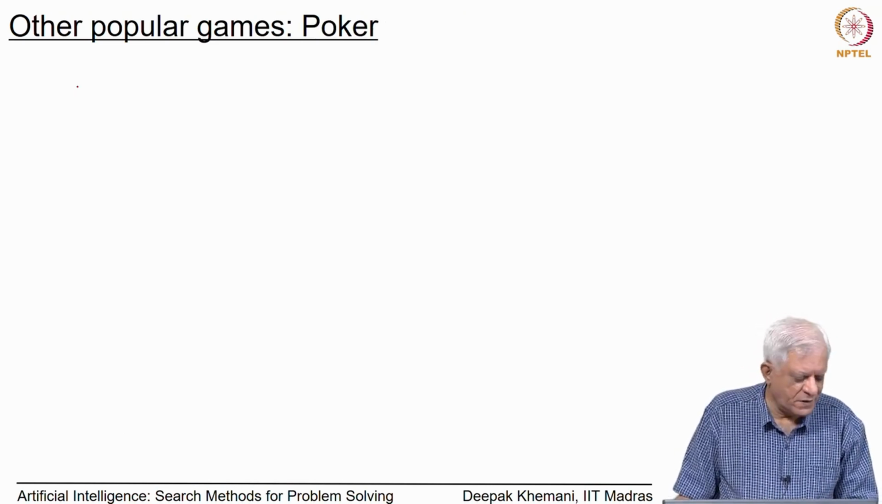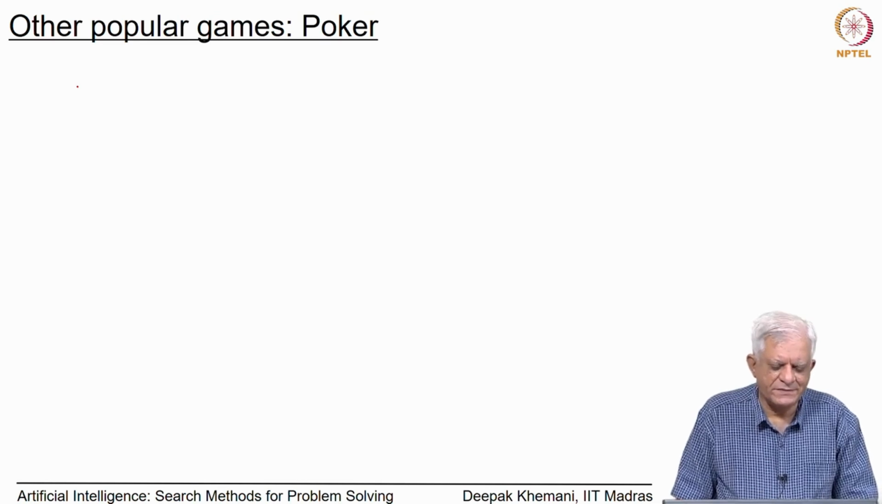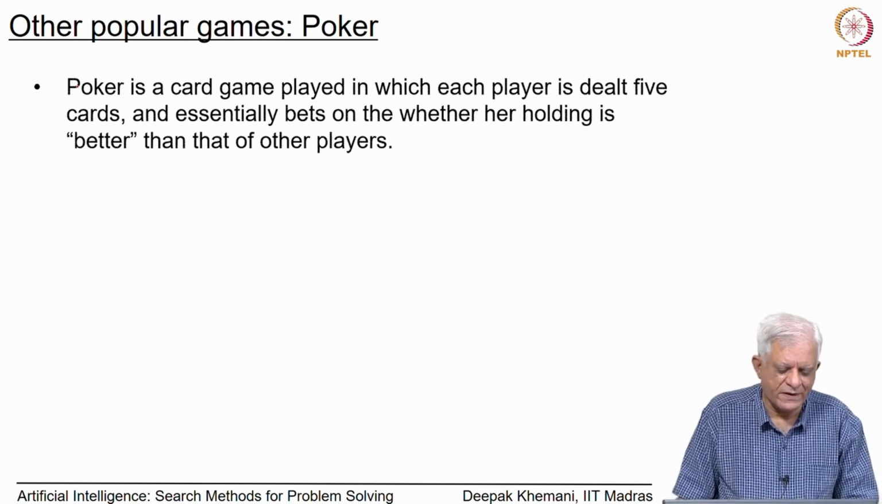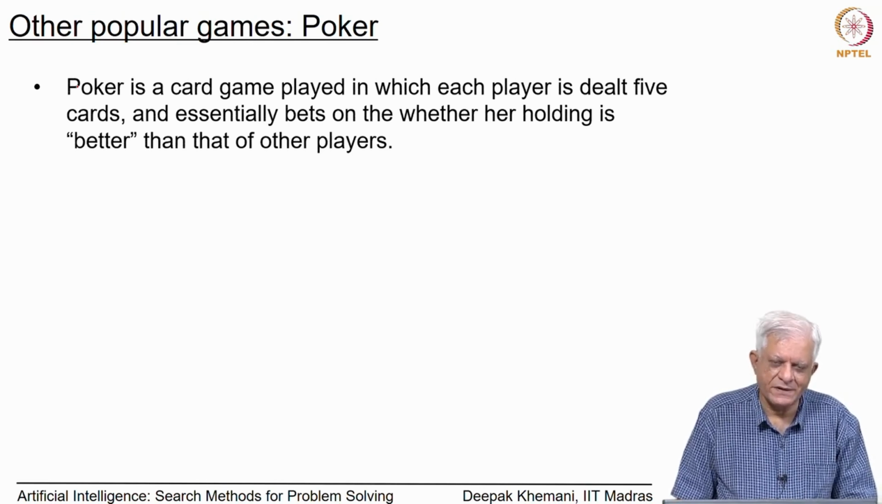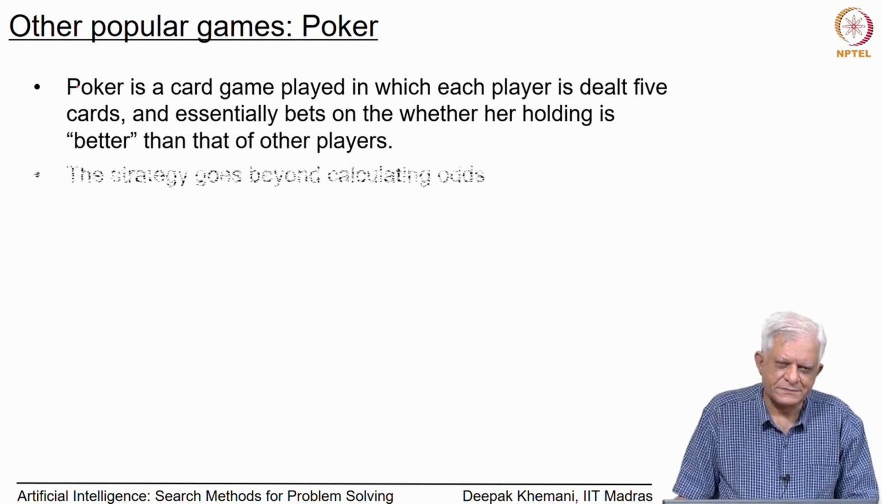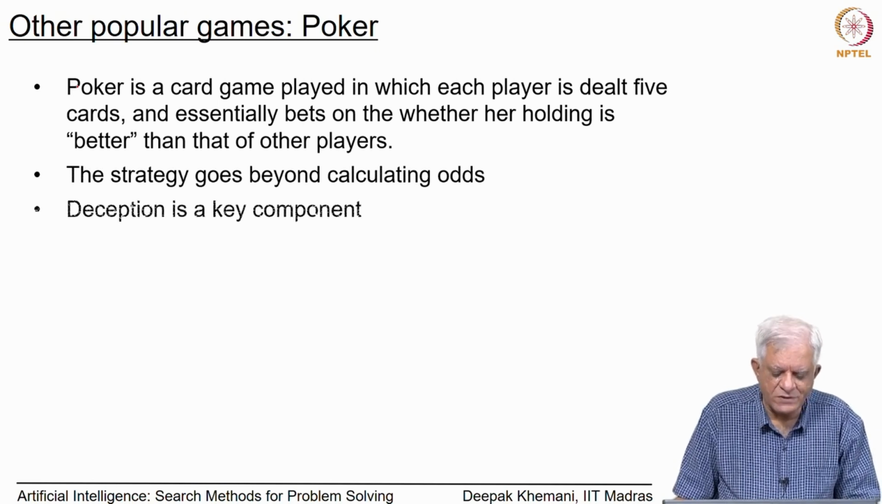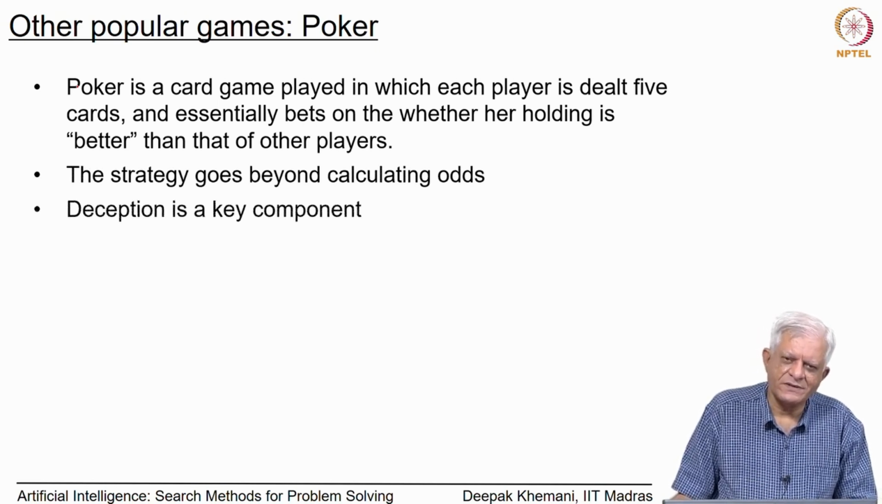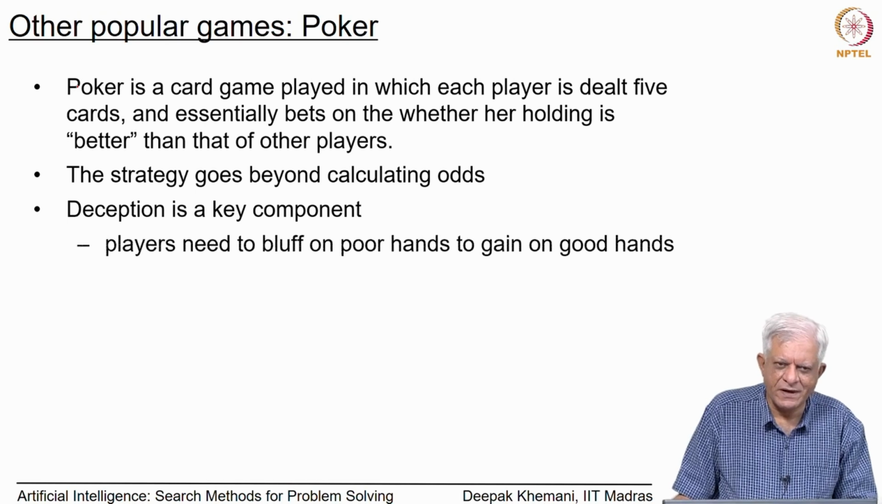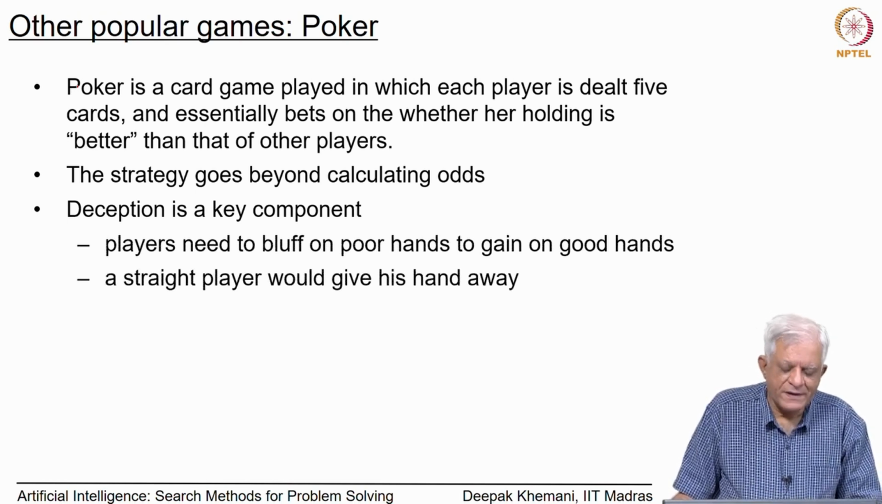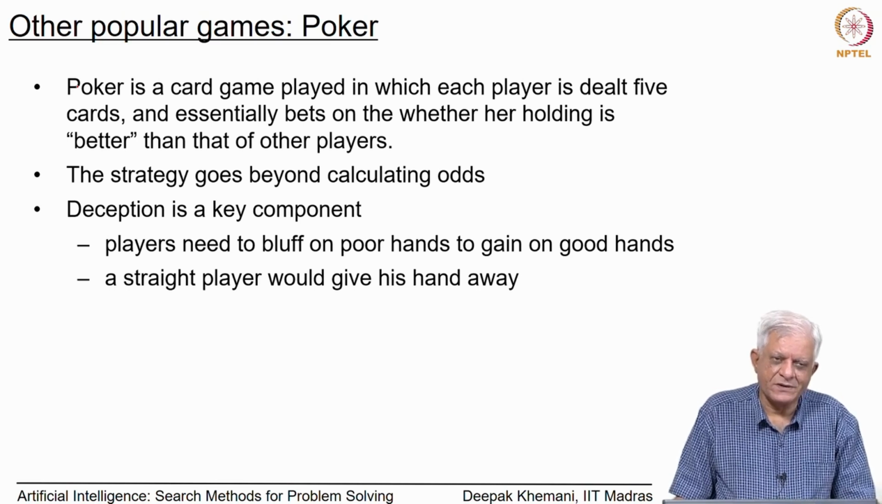Another popular game is poker. It is a card game in which each player is dealt 5 cards, and essentially each player has to bet on whether her holding is better than that of the others. It is a very popular game, especially in the US. The strategy goes beyond calculating odds. It is not just that you calculate how likely your cards are to be better than the other players', because that would not be so much fun, but deception is a key component of the strategy.